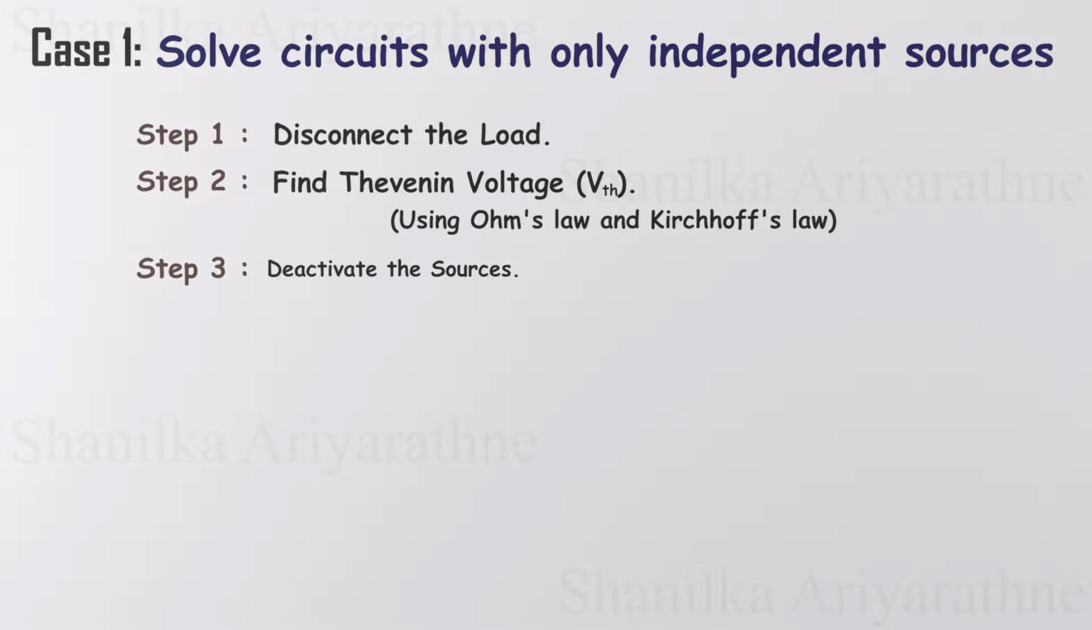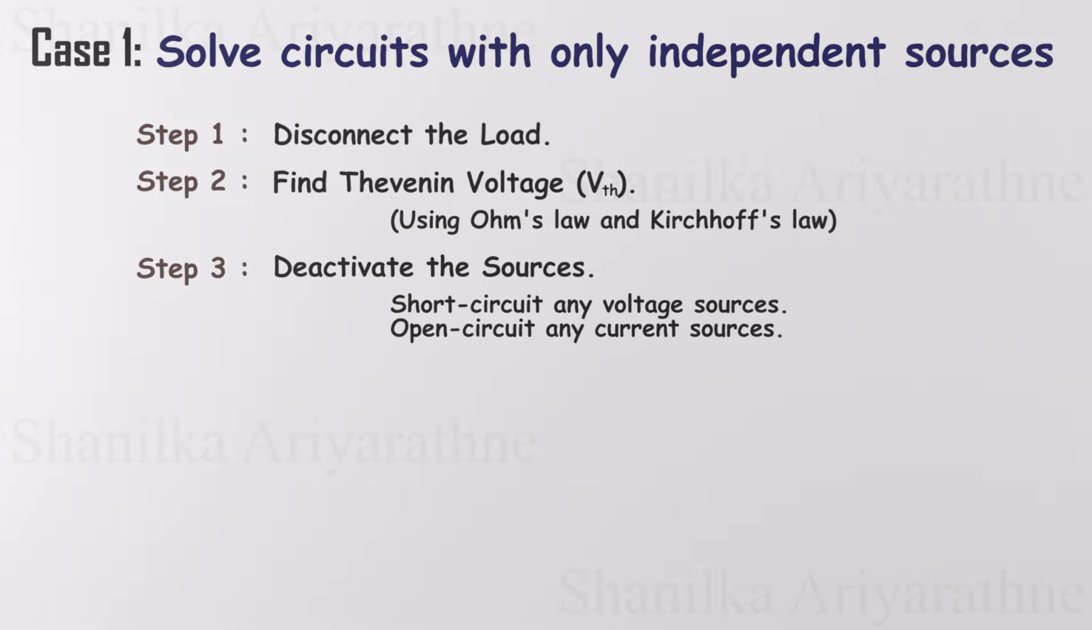Next, deactivate the sources. Short-circuit any voltage sources. Replace them with a wire. Open circuit any current sources. Remove them, leaving a break in the circuit. After deactivating the sources, we can calculate the Thevenin resistance: calculate the total equivalent resistance across the open load terminals. Combine resistors in series or parallel as needed to get the total resistance.